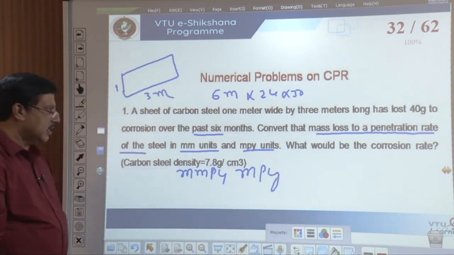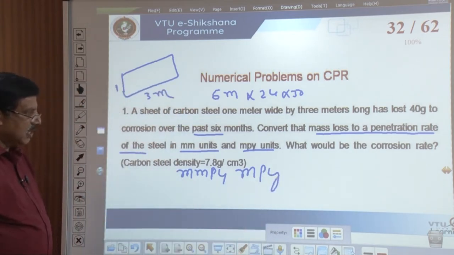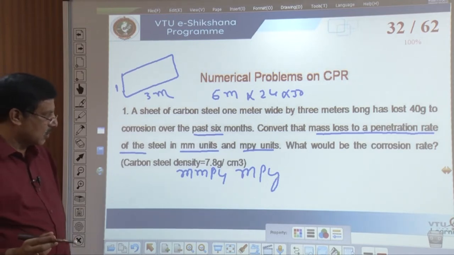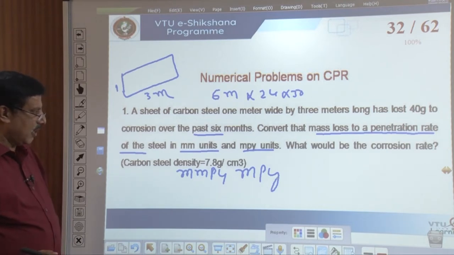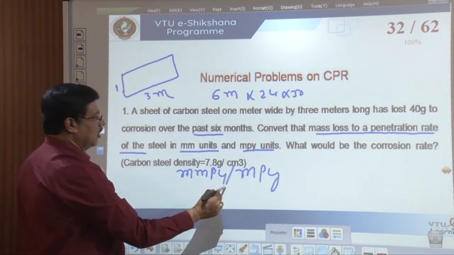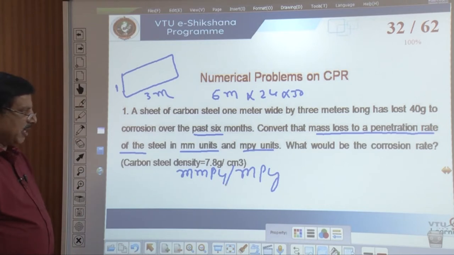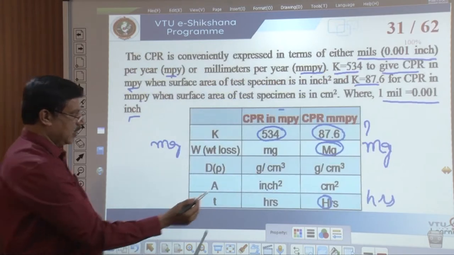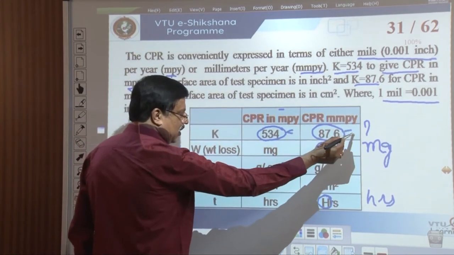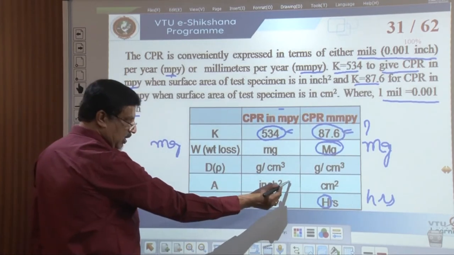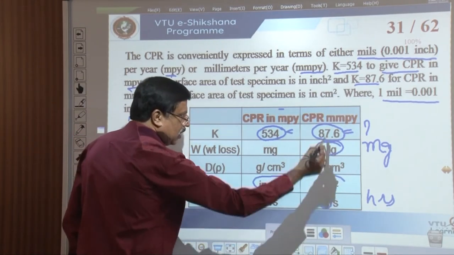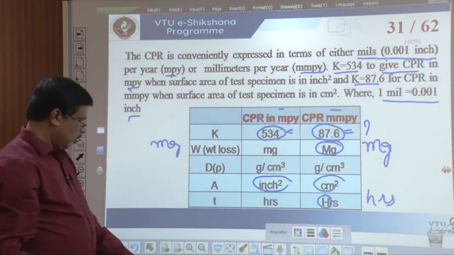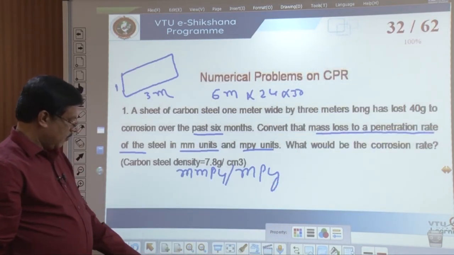Why are we asking this question in both units? Since it's a new syllabus, this is a new topic that has been introduced; this is the first time, the 2021 scheme. That's why the paper setter may ask the question in millimeter per year or mils per year, and you must be ready to answer depending upon that. Only this value will change. Otherwise, almost everything is the same, except the inch one and the centimeter squared one for mils and millimeter per year.